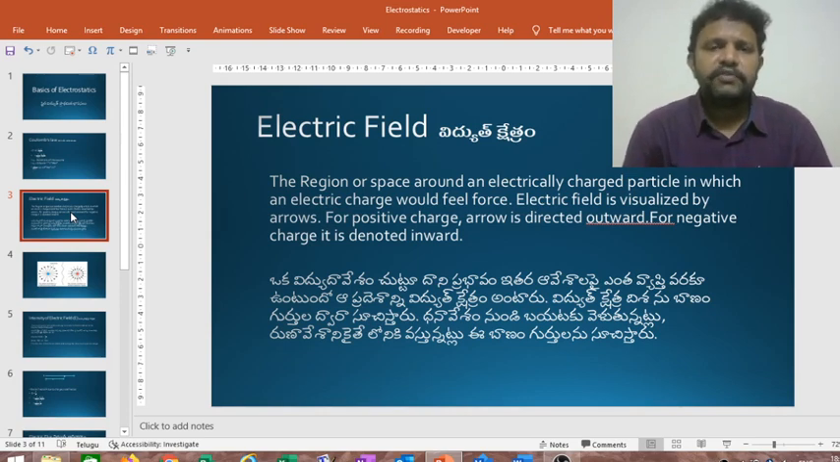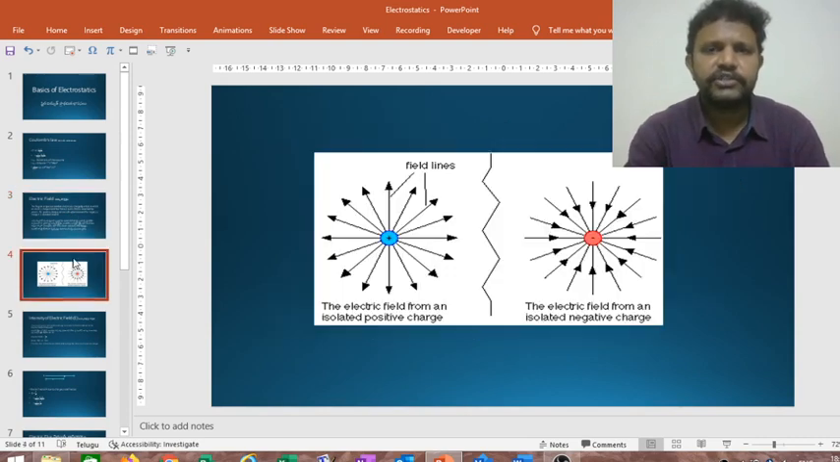So if the field is formed due to positive charge, we take these lines of force in outward direction. That means if the field is formed due to negative charge, these lines of force are directed in inward direction. Let us see the situation. It is the electric field formed due to positive charge. So these lines of force are directed outward side. This is the electric field formed due to negative charge. So these lines of force are directed inward side.